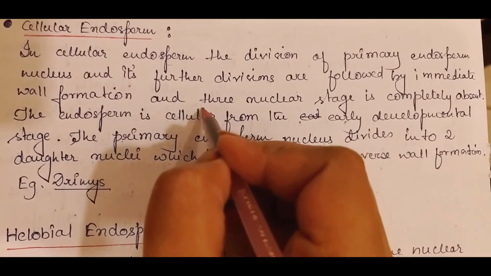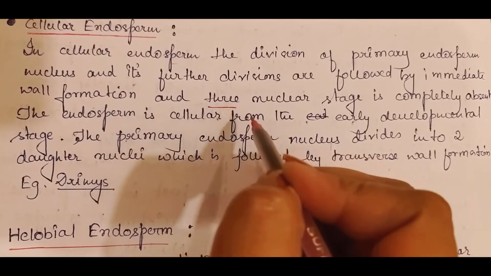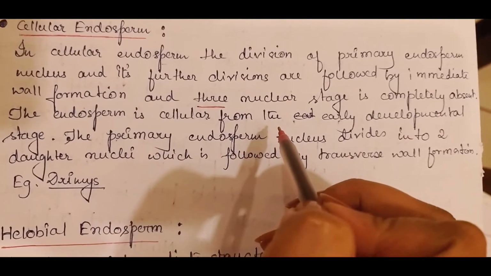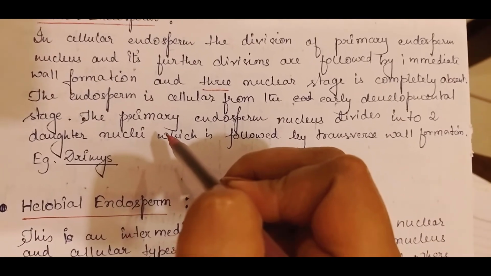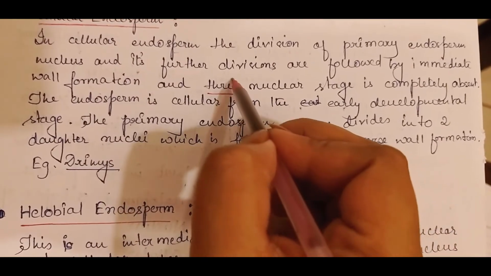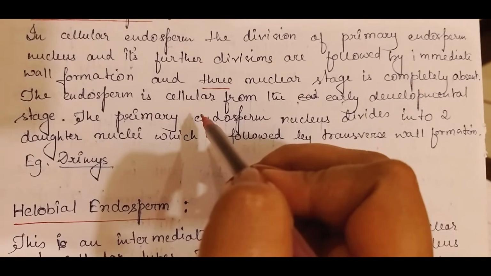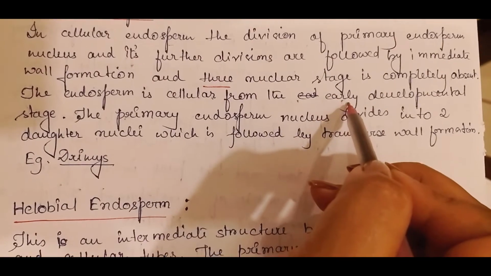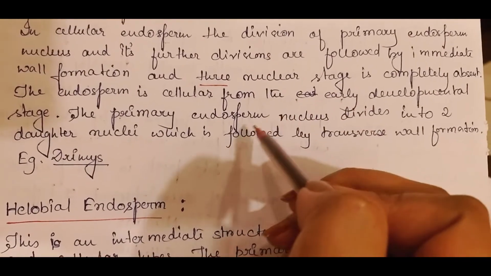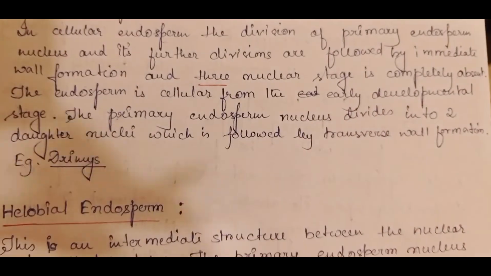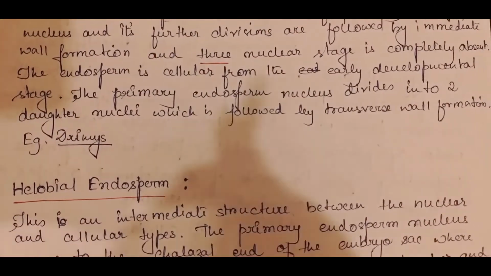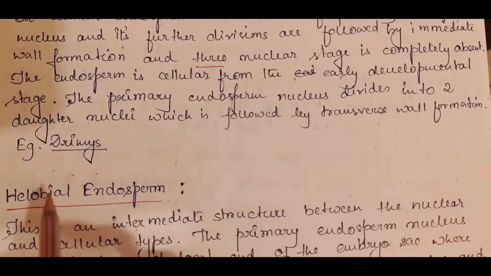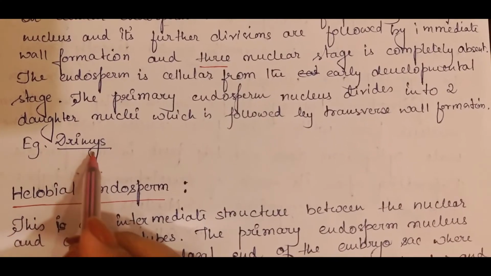And the free nuclear stage is completely absent. The endosperm is cellular from the early developmental stage. So what do you understand from here? The free nuclear stage is absent. Okay. It becomes cellular right from the early developmental stage. The primary endosperm nucleus divides into 2 daughter nuclei, which is followed by transverse wall formation. Okay, this is commonly found in Polypetalae.